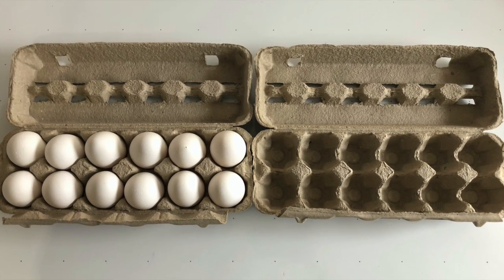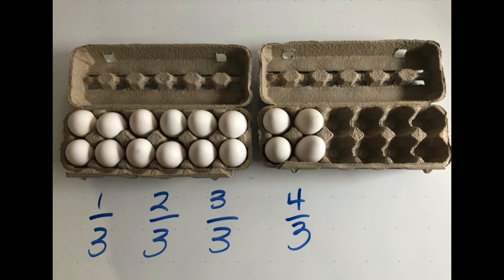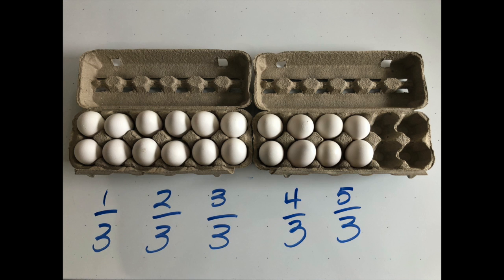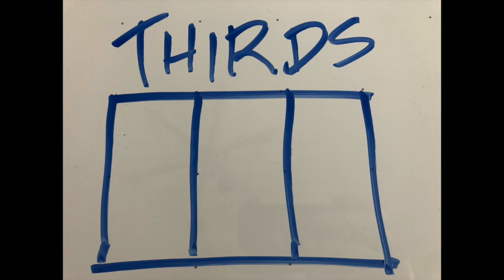Well, you have to add another empty carton to show the extra thirds. So again, add 4 more eggs, that makes 4/3. Add another 4 eggs, and that's 5/3, which is the same thing as 1 and 2/3, correct?